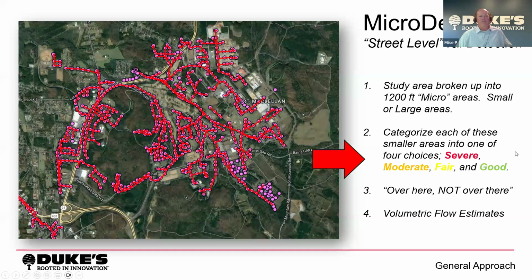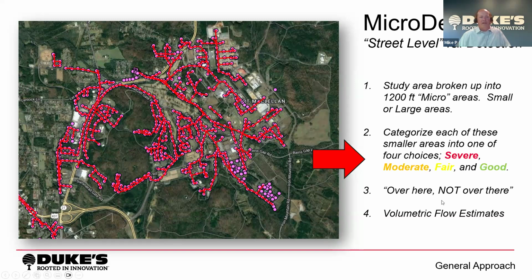The general idea for micro detection for us is, at the end of the day, to categorize each of the smaller 1,200-foot sections into one of four choices: severe, moderate, fair, and good. So it's a quick snapshot just to say, hey, is the I&I over here or is it over there?